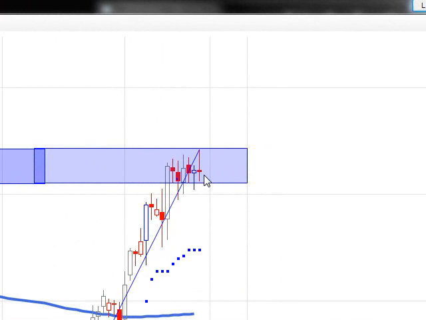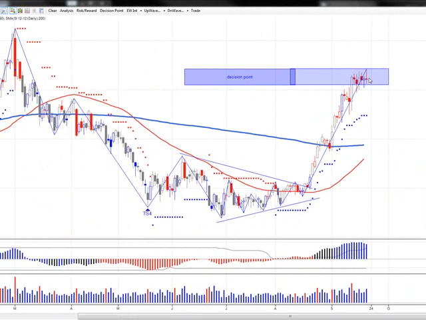Now gold, if we look at gold, we'll see that gold has not quite achieved the next level resistance area. So silver may be hanging in there waiting for gold to make another pop higher. But we are in resistance here in silver.